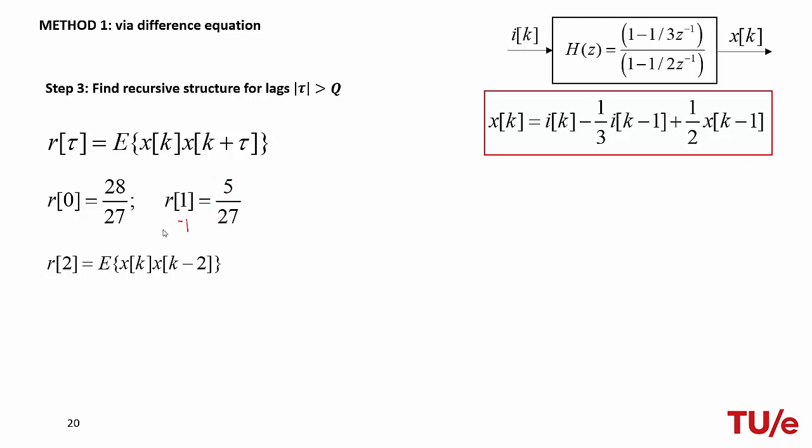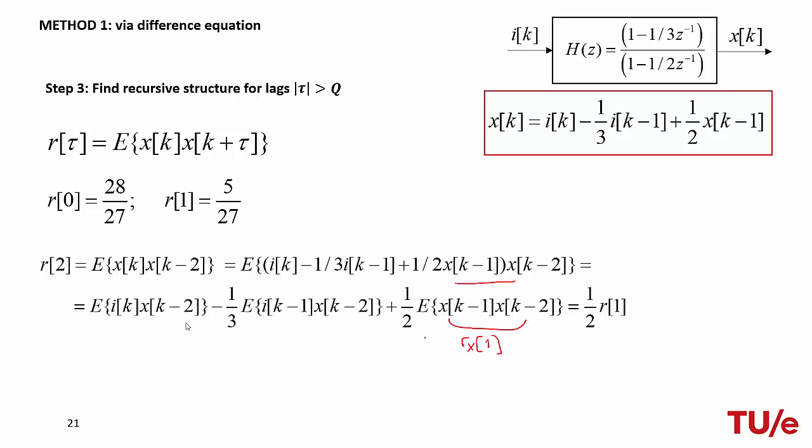The next step is to calculate the autocorrelation function for lags larger than q, for which only the autoregressive components play a role, and therefore we will be able to find a recursive structure and express the autocorrelation function with a formula. While these two are similar as before, this is equal to 0, this is also equal to 0, and the only component I've left is this 1/2, the autocorrelation at 1.